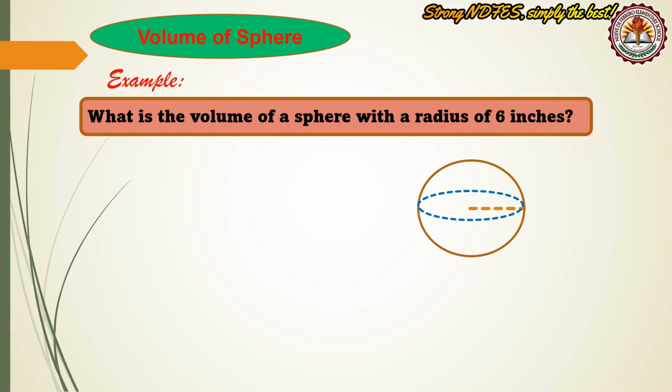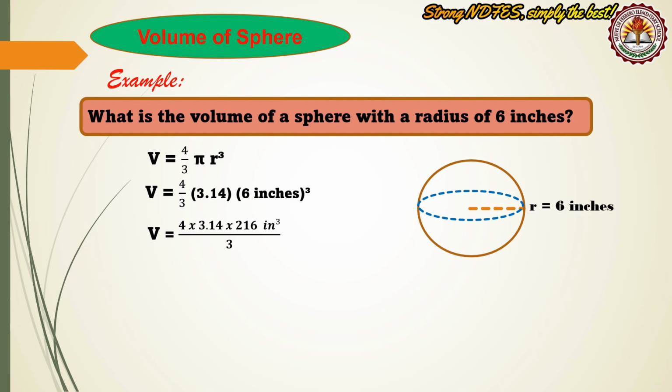Let us do this example. What is the volume of a sphere with a radius of 6 inches? Let us have the formula of finding the volume of a sphere, which is volume equals 4/3 times pi times radius cubed. Now, let us substitute the formula with the given dimensions. Volume is equal to 4/3 times 3.14 times 6 inches cubed. Let us get the product of 6 inches cubed. So, volume is equal to 3.14 times 216 cubic inches over 3.